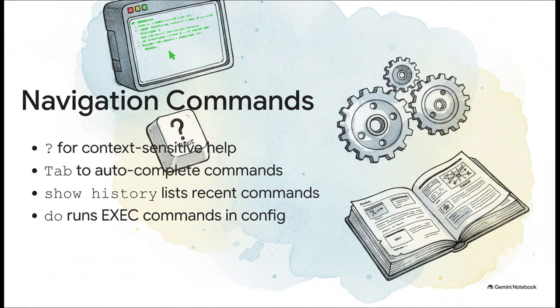If you ever blank on a command, simply type a question mark at the prompt. IOS will instantly give you context-sensitive help, listing every valid keyword right there, so no manual needed. To save keystrokes and dodge typos, just hit Tab to autocomplete your partial commands. If you need to rerun something you did 5 minutes ago, show history pulls up your recently entered commands. But honestly, the most powerful tool here is the word do. If you're deep inside configuration mode and suddenly need to check an interface state, you don't have to back all the way out. You just type do show ip int brief to run that privileged diagnostic command right where you are. It's a real game changer.